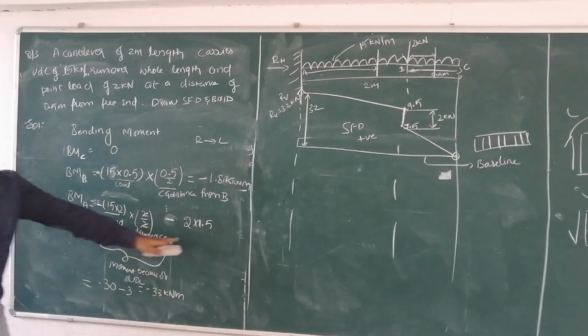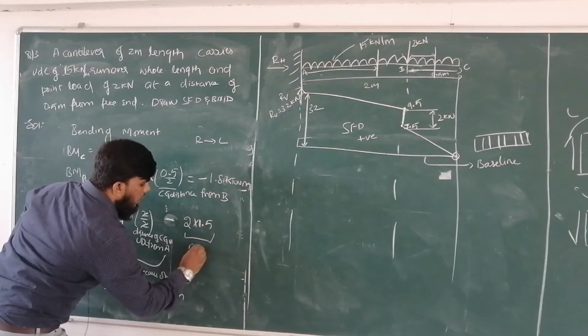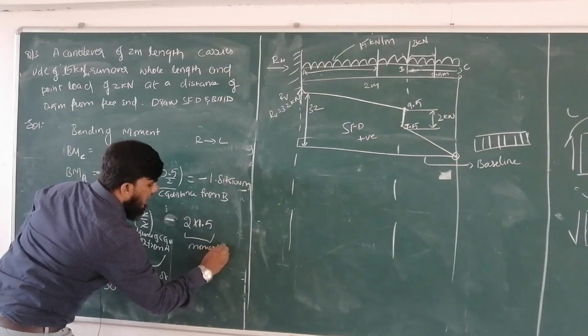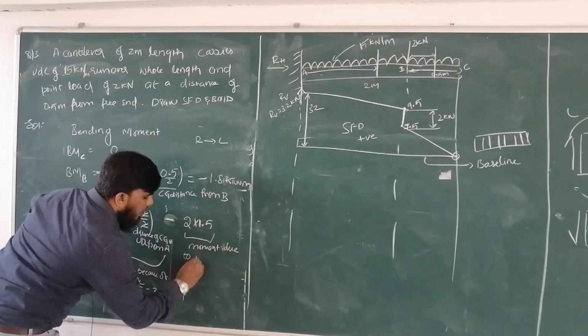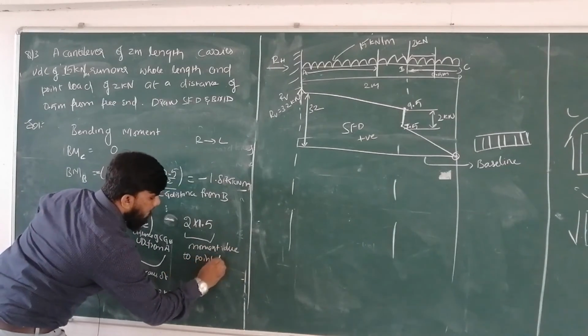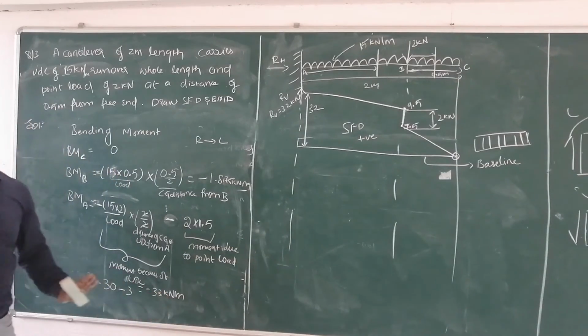Please remember how I have solved this. This is the moment due to UDL. This is the moment due to point load. Both should be taken. Clear? I am writing this so that you can remember properly. So your value is minus 33 kilonewton meter.